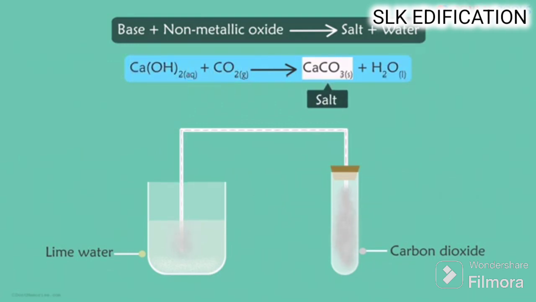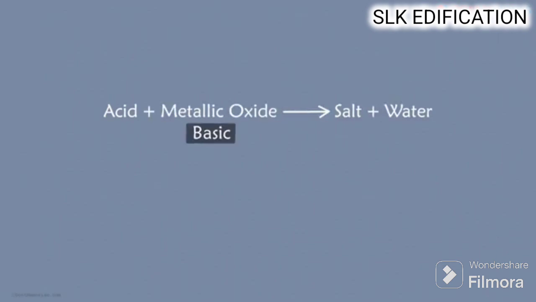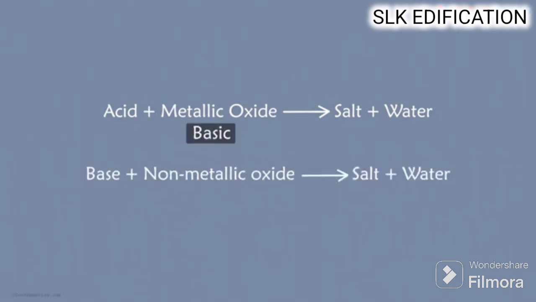So how can we generalize the two reactions we learnt? First, acids react with metal oxides to give salt and water. That's because metallic oxides are basic in nature. And second, bases react with non-metallic oxides to give salt and water. Because non-metallic oxides are acidic in nature.